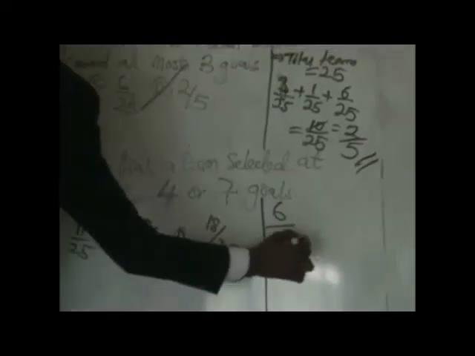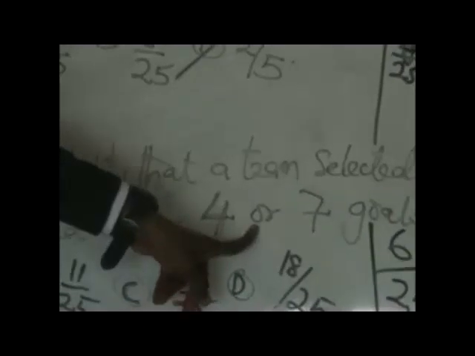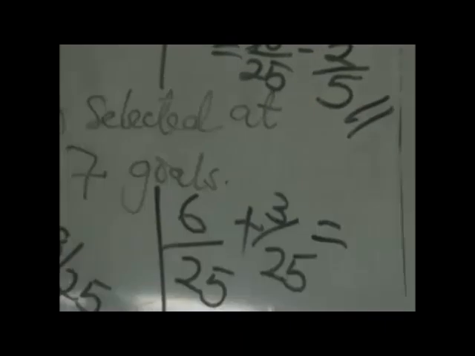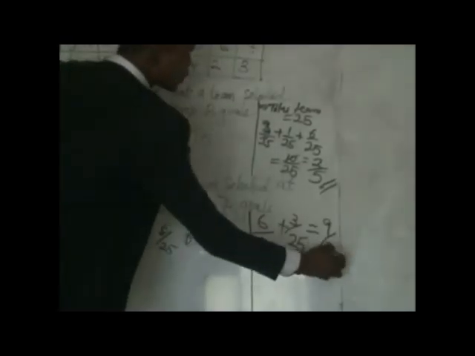So it's going to be 6 over 25 plus, because in probability it is also the addition of probabilities. So this is 6 over 25 plus 7. Those that scored 7 are 3. So it becomes 3 over 25. So 6 over 25 plus 3 over 25 will give you 9 over 25. So our correct answer is option A. Hope you understand what I just explained. So now let's move on to the next question.